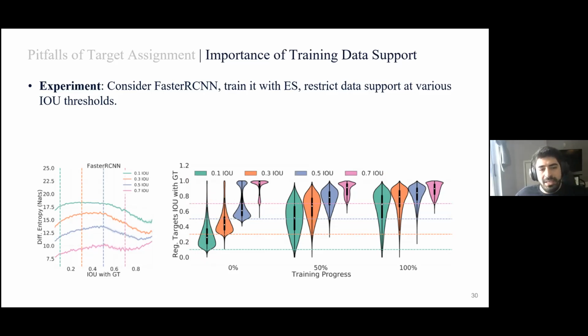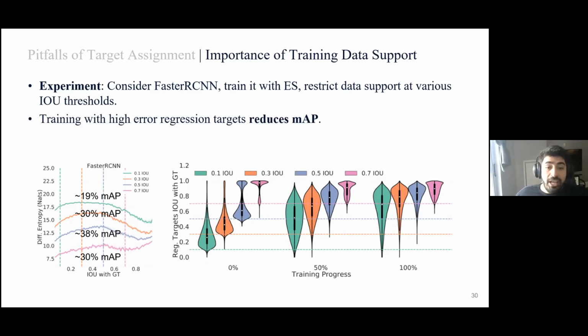What's the result of this? We see that we can actually fix the entropy versus IOU plots by increasing the data support during training. However, the solution is not as simple as just reducing the IOU threshold during training, which is a parameter you can change in the config file. This is because most networks are built on these hyperparameters, and changing these hyperparameters results in a huge reduction in accuracy performance.